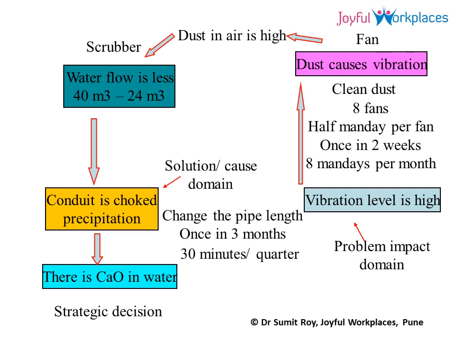And in this case, the conduit is getting choked because of precipitation. If that sedimentation or precipitation can be removed, then the scrubber functions, and therefore the dust from the air can be removed, and therefore the FD fan would not have the deposition, and therefore the vibration level would not go up. So the same thing can be plotted through a Why-Why diagram format.